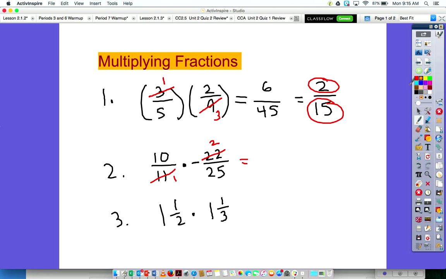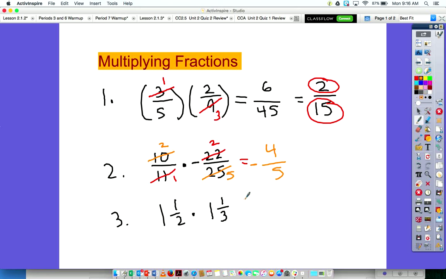And in the same way, we can do some canceling here because both 10 and 25 can be divided by 5. So 10 divided by 5 is 2. 25 divided by 5 is 5. And we're now left with 2 times 2, or 4. 1 times 5, which is 5. But also, it's a positive number times a negative number. So this entire answer is negative 4/5.